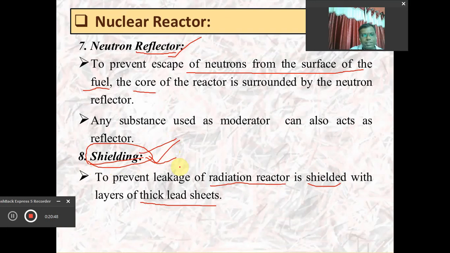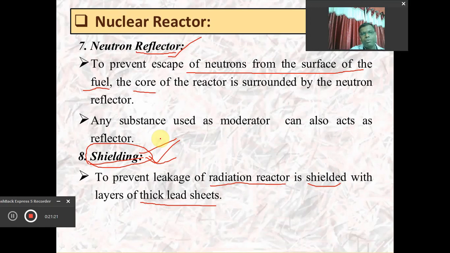So dear friends, in this part of the video we tried to discuss the various important components of the nuclear reactor. A nuclear reactor is the device in which nuclear energy is obtained from the fission of the nuclear fuel or nuclear material in a controlled manner. And this device requires essential components without which we will not be able to obtain the nuclear energy in a controlled manner. And these components we discussed in this part of the video.